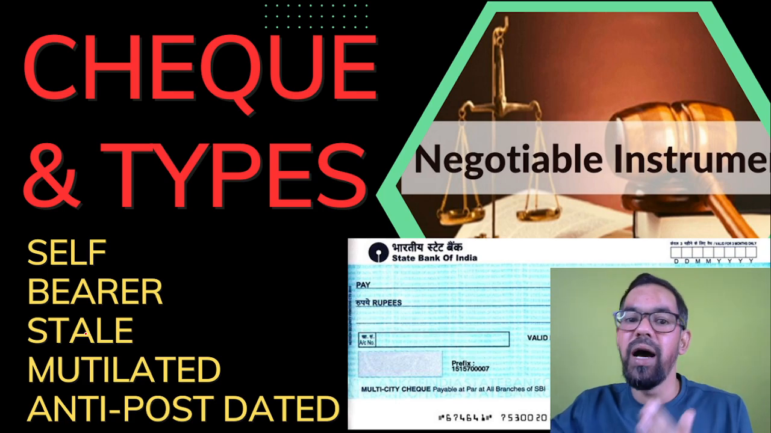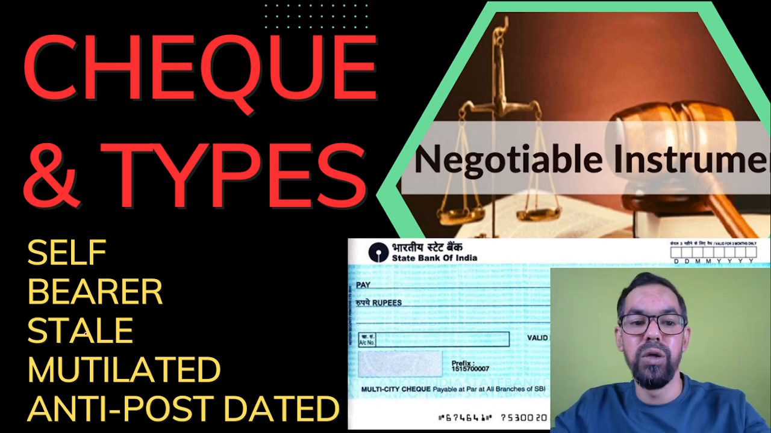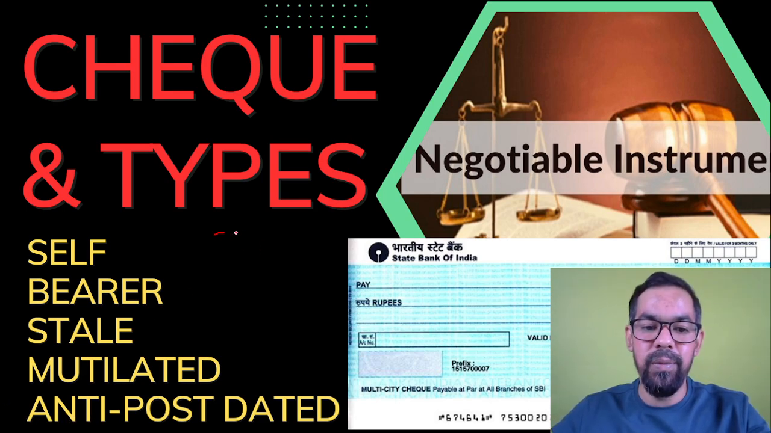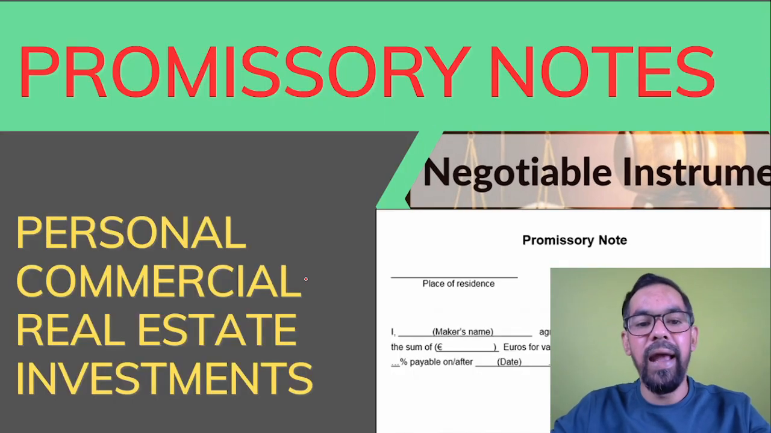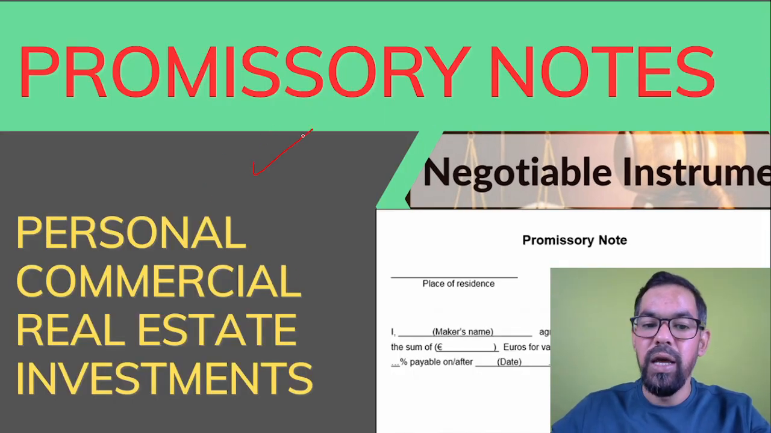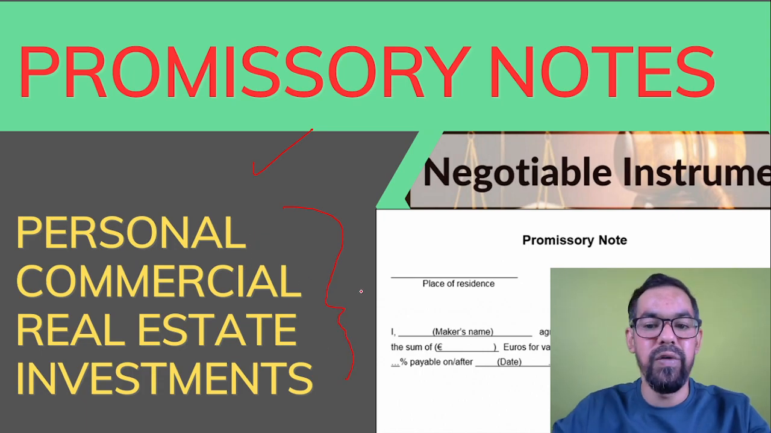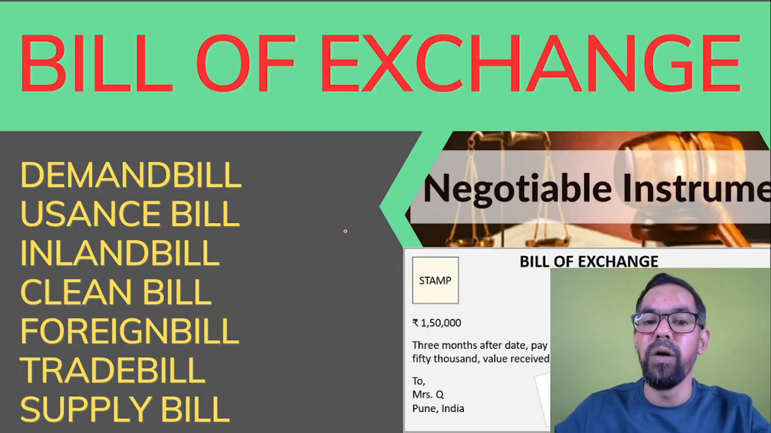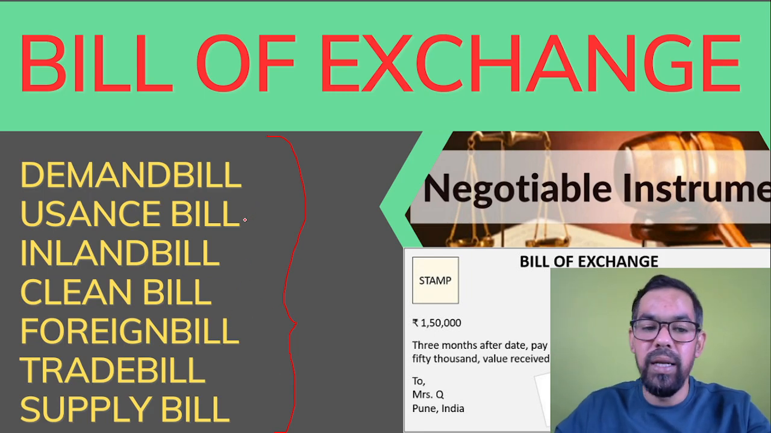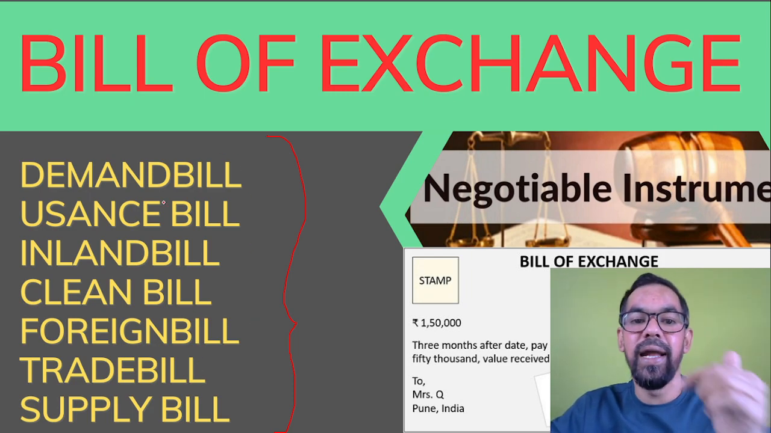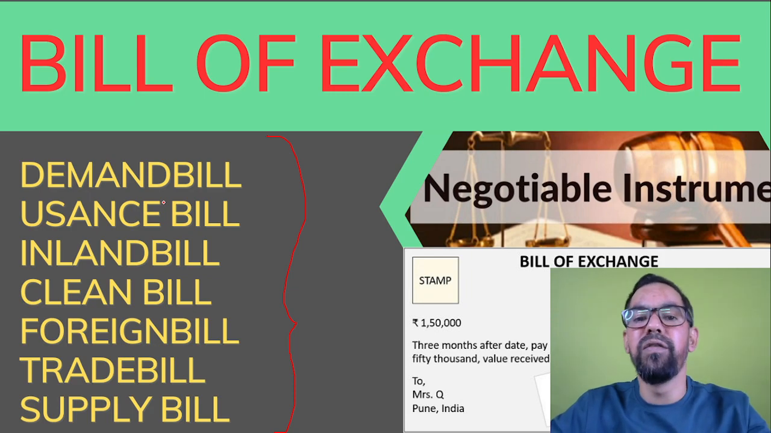Now in our next three videos, we'll talk about cheques, the different types of cheques, and the CTS system. Similarly we'll cover the promissory note and the different types of promissory notes, like personal, commercial, real estate, investment, and other types as well. And similarly for the bill of exchange: the different types like demand bill, usance bill, inland bill, clean bill, foreign bill, trade bill, and supply bill. So what are these categories, along with the bill of exchange definition.